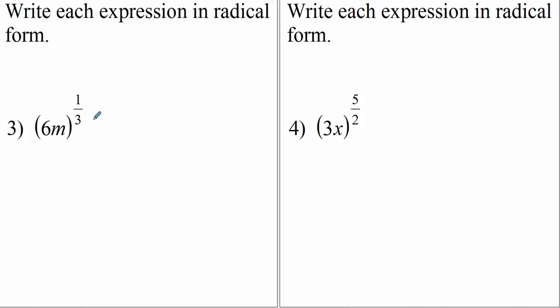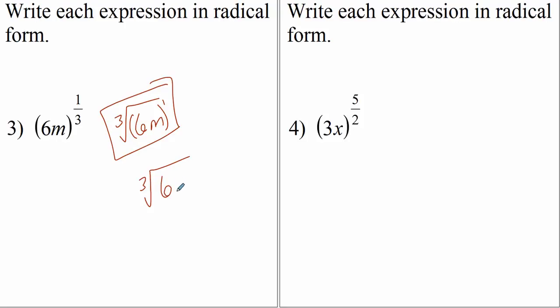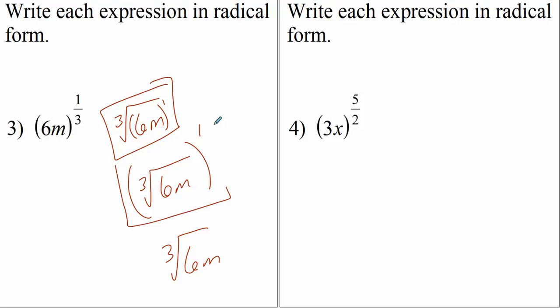So this one here is going to be the third root of 6m. Why did I not put parentheses in an exponent of 1? Well, isn't an exponent of 1 just keep everything the same? So this has 3 ways to write it. This is one way. I can write it as the third root of 6m to the 1, or I can write it as the third root of 6m. Those are all okay because the exponent is a 1. If it wasn't a 1, then there's only going to be 2 ways to do it.